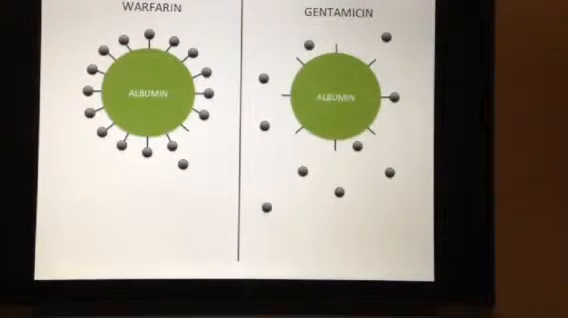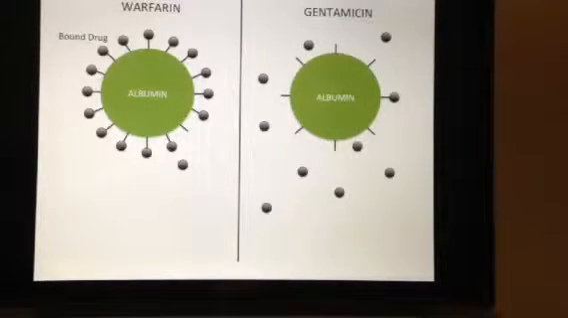An important aspect of the distribution phase is protein binding, which can affect a drug's performance and ability to reach its intended site of action. Drugs can form reversible bonds with proteins and may be a bound drug or an unbound free drug.